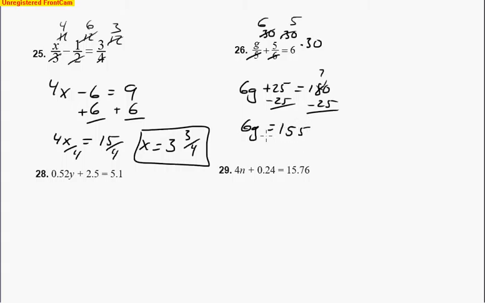And so I go ahead and do that division, and it's not going to go in there evenly. But 6 does go into 155 25 times with 5 left over. So 25 and 5, 6. Taking a look at the next one.